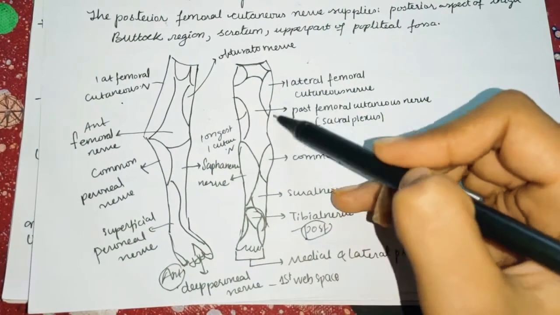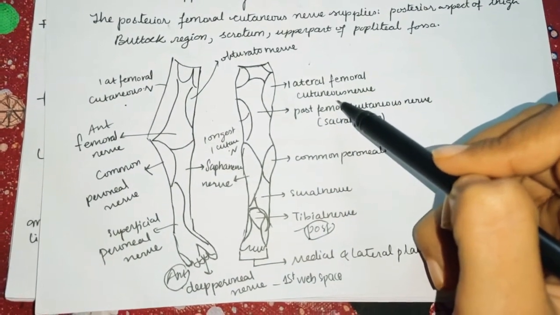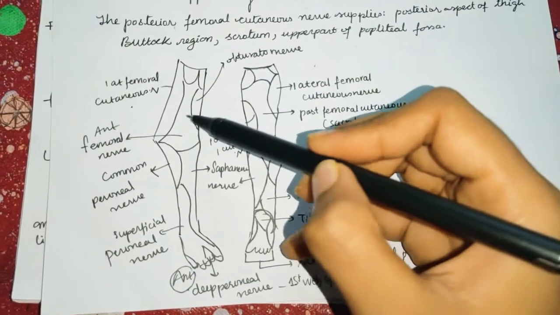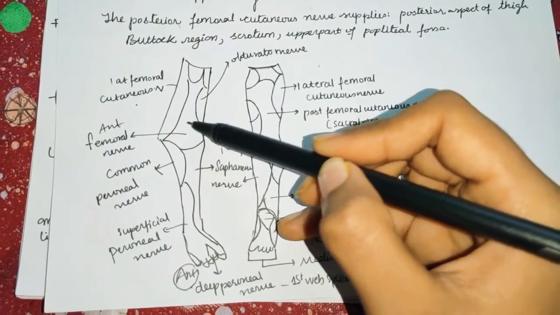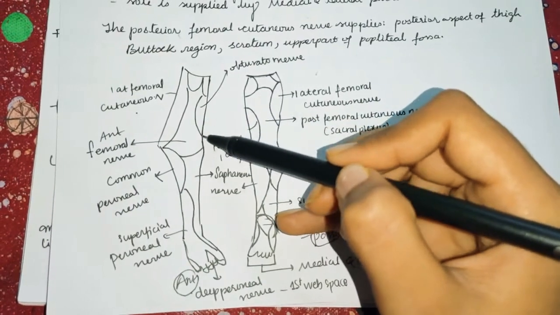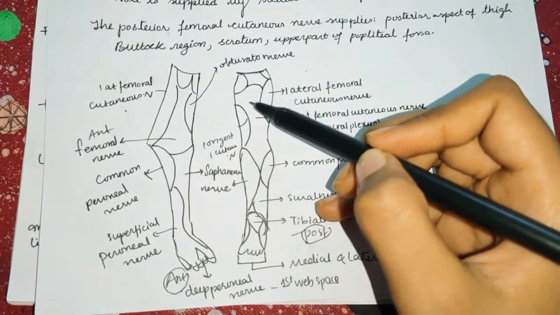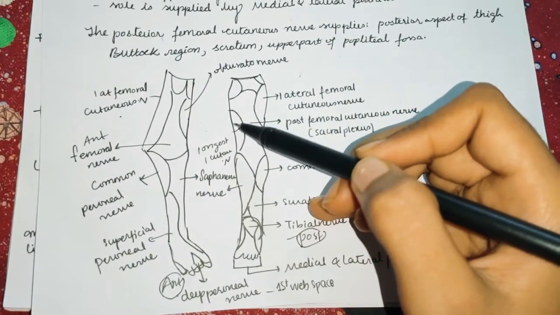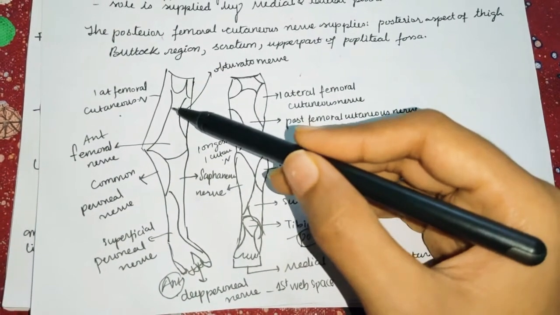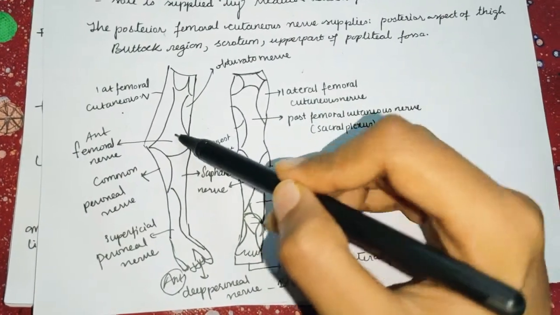Even on this lateral side, and of course on the posterior side also, it is supplied by the lateral femoral cutaneous nerve, as we just discussed. The anterior aspect of the thigh is mainly supplied by the anterior femoral nerve. And the medial aspect of the thigh is supplied by the obturator nerve. Even here on the medial side it is supplied by the obturator nerve. And remember, the anterior portion is supplied by the anterior femoral nerve, right?